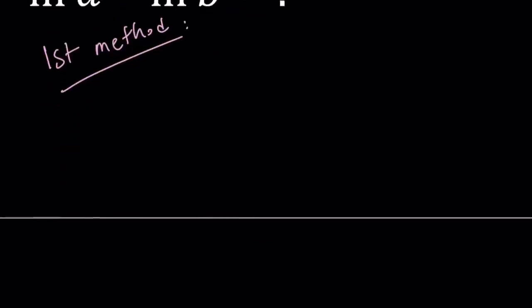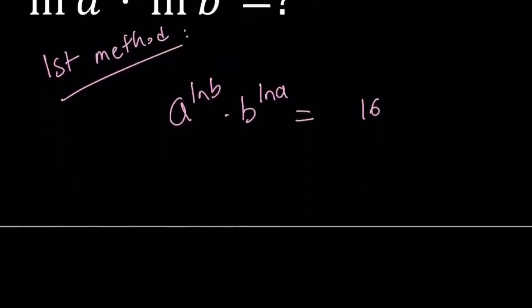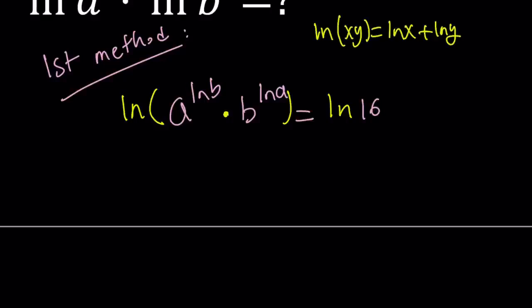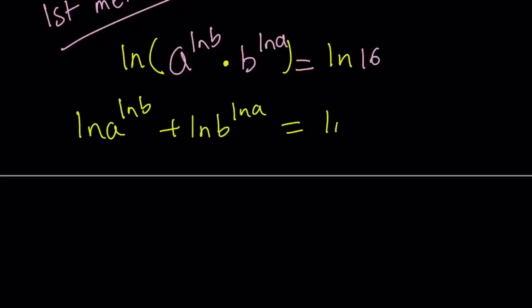So for my first method, I'm going to do the following. I have a to the power ln b times b to the power ln a equals 16, right? That's the expression. I'm going to go ahead and ln both sides. Why? Because I want to bring those powers down, and that makes sense, right? Hopefully. If you are lning a product like ln xy, that turns into ln x plus ln y, as long as x and y are both positive. So this expression turns into ln a to the power ln b plus ln b to the power ln a equals ln 16.